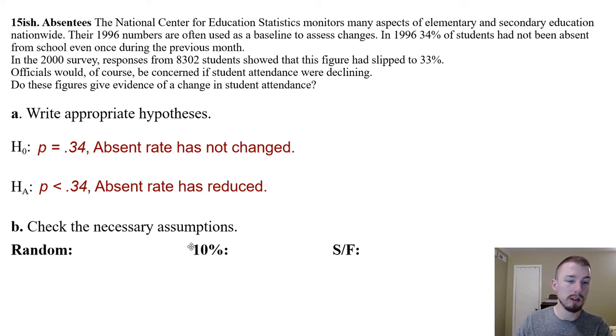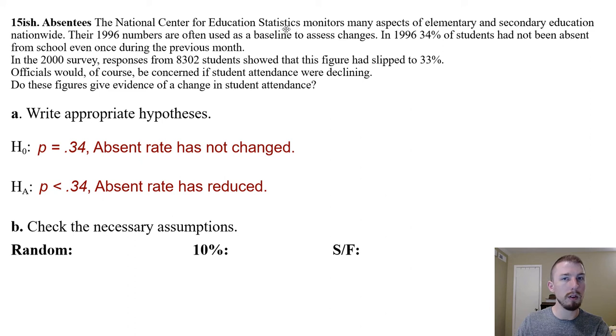Check the necessary assumptions. So was this a random sample? It said they surveyed 8,302 students. If this is coming from the National Center for Education Statistics, you would expect that they would do it right, but they didn't mention how they surveyed. It could have been a convenience sample. They could have gone to schools and then just surveyed a bunch of kids at the school.